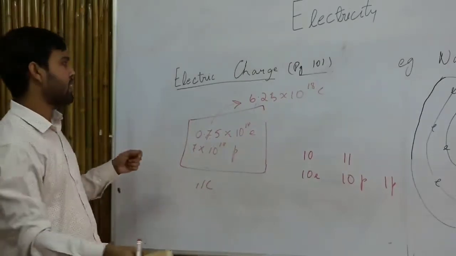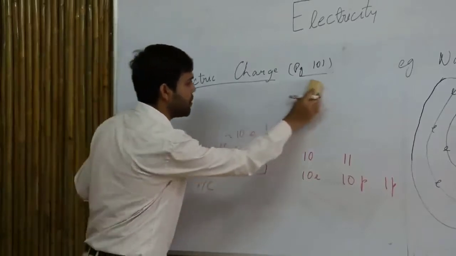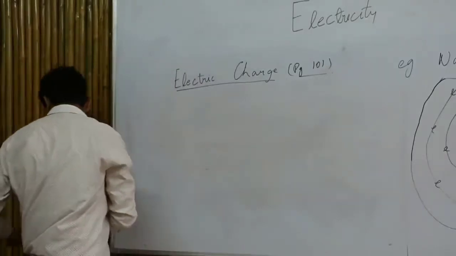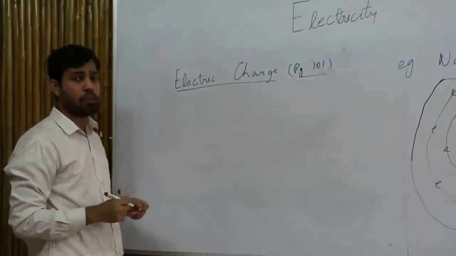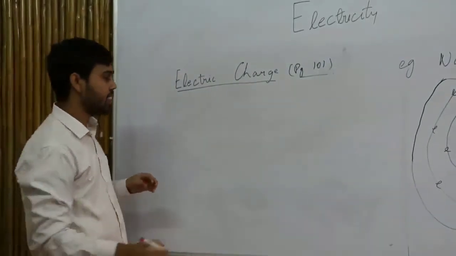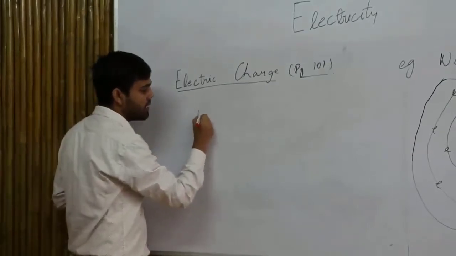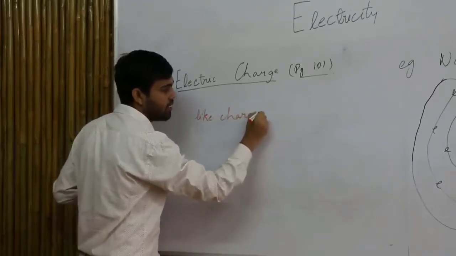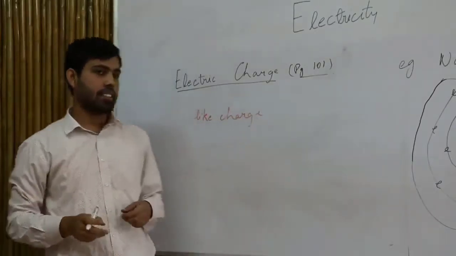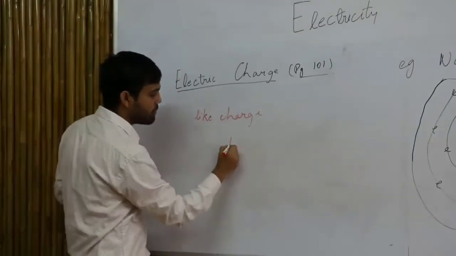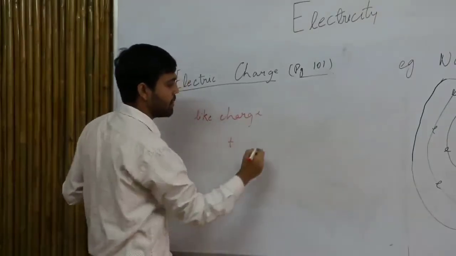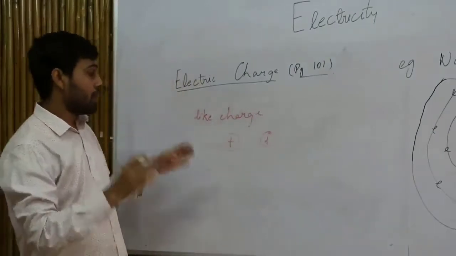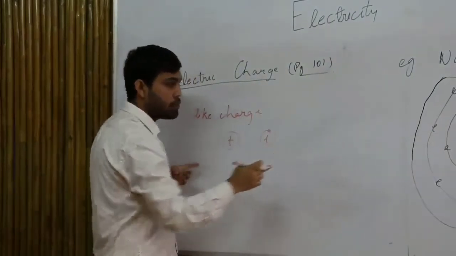Again, another point which we need to know is the properties of charge. The first and most important property of charge is that like charges repel each other. What I mean is that if I have a positively charged body and another positively charged body, these two bodies will repel each other. They will try to move away from each other.